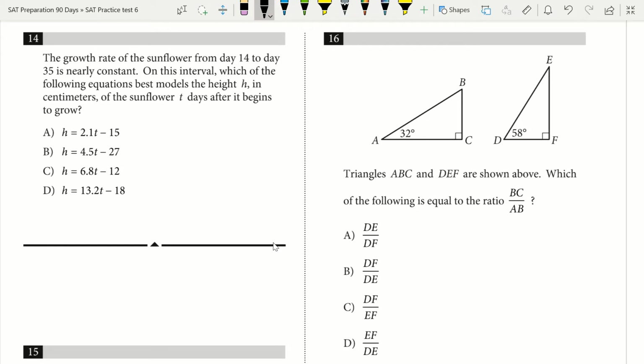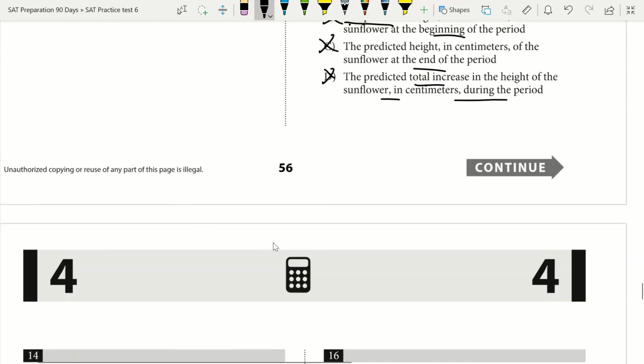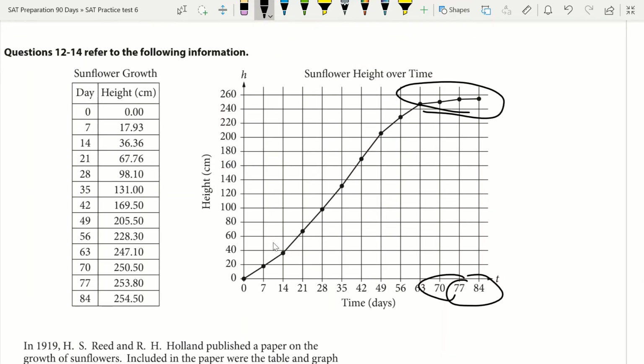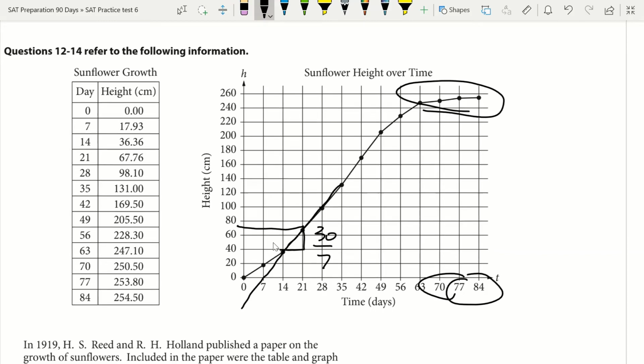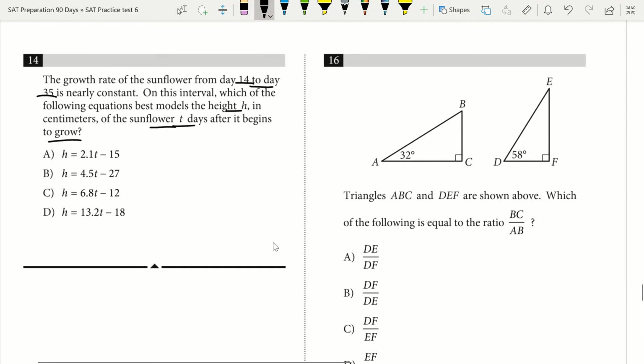All right, now we got question 14. So we've got a growth rate of a sunflower from day 14 to 35 that is nearly constant. On this interval, which of the following best models the height h in centimeters t days after it begins to grow? Okay, let's take a look at day 14 to 35. We want to draw a straight line down to find our intercept. So we follow this line down. We see we're going to have a negative intercept, and we see that we're increasing from right around 40 up to 70, so that's going to be right around 30 over 7 as our slope. So we're looking at a slope of right around 4 with a negative intercept. Okay, I see I have a slope of 4.5 with a negative intercept, so that'll be my answer there. So 14 is going to be B.